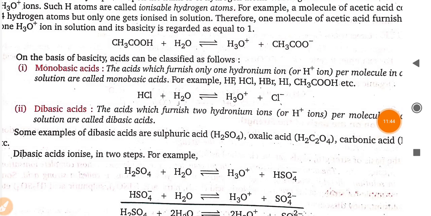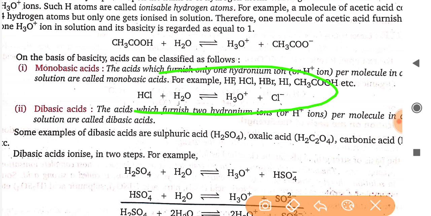Monobasic acids are the acids which furnish only one hydronium ion per molecule in a solution. It's simple; we already read the example of HCl, that it only gives one hydronium ion. That's why it is called mono, meaning one. That's why it is called monobasic acids. Some other examples are hydrogen fluoride, hydrogen chloride, hydrogen bromide, hydrogen iodide, and acetic acid.